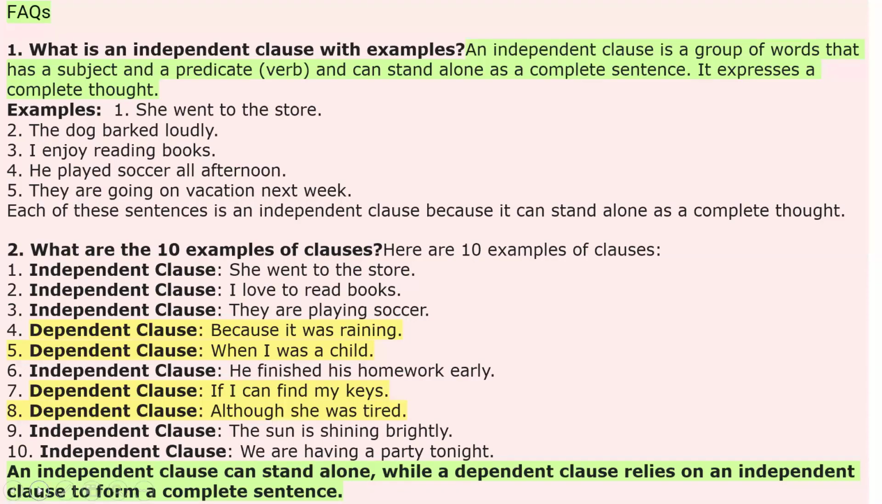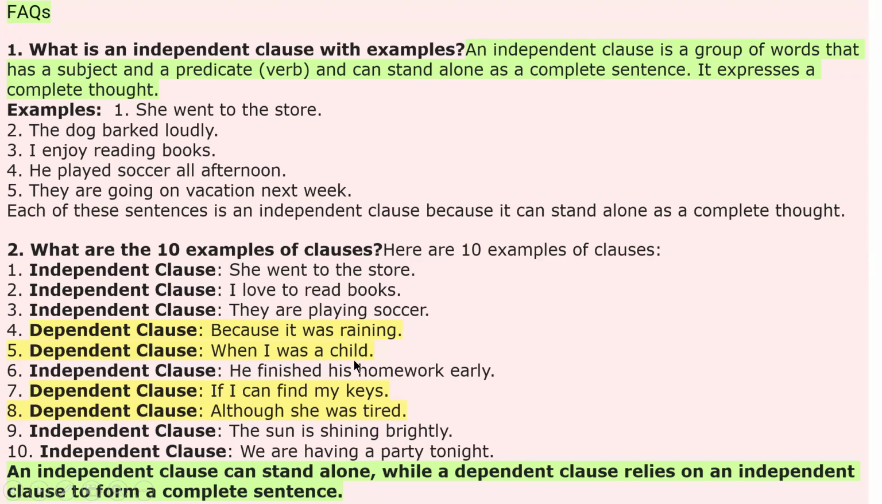So these are the independent clause FAQs. Independent clause sentences: He went to the store. The dog barked loudly. These all are sentences. They have a subject and predicate. They can stand alone and give complete meaning, a complete thought. A few examples are given of independent and dependent clauses. Because it was raining is a dependent clause. It's a wrong sentence, not giving complete meaning.